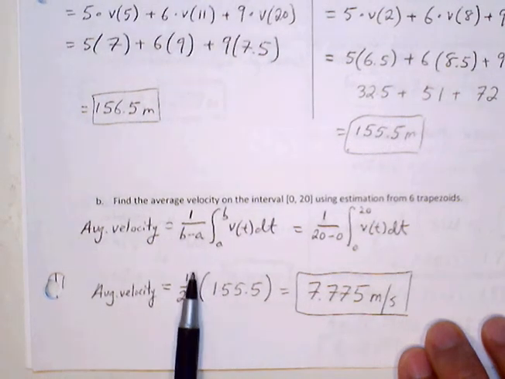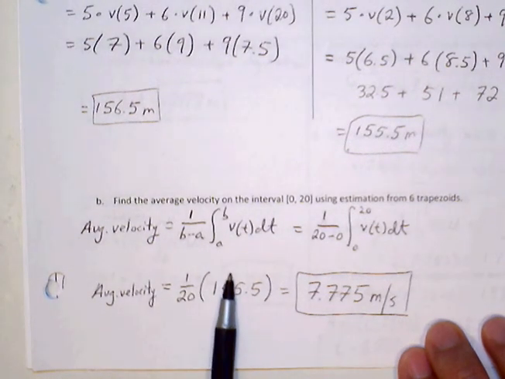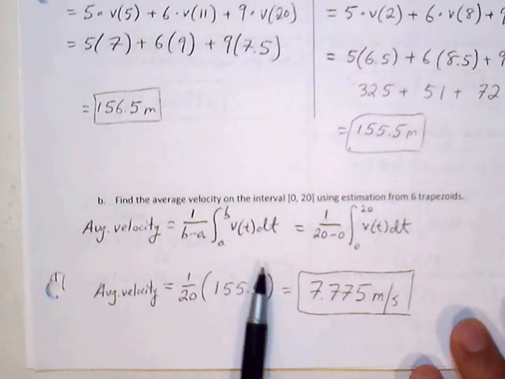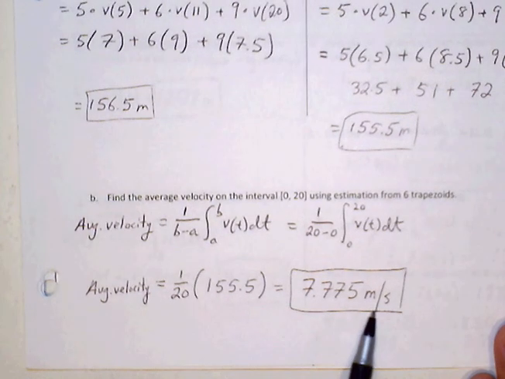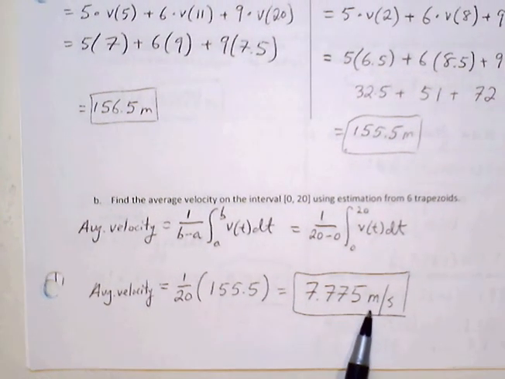So replace this notation with 155.5. The average velocity is simply the area divided by the width, which will give us 7.775. Average velocity, so we have to include the appropriate unit here. Meters per second is the unit of measurement.